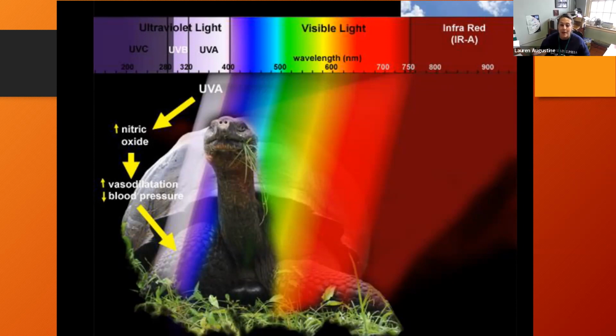Visible light and UV light both do a lot more than provide good communication channels in terms of the animal's vision. They also provide increased nitric oxide and are good for lowering their blood pressure. UVA is also absorbed by the animal and internally translated into energy. So really important for our animals, these spectrums.